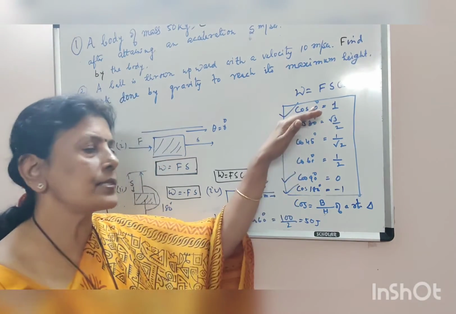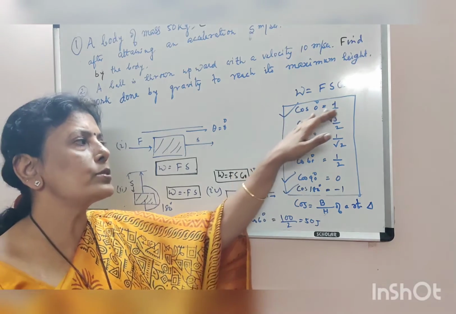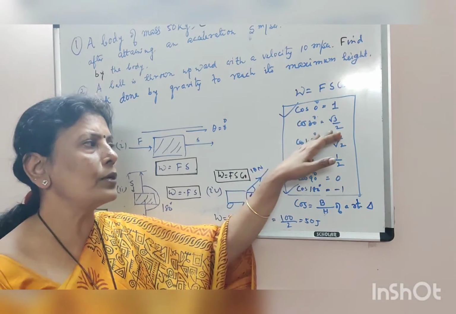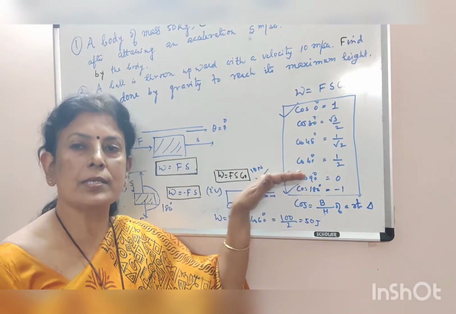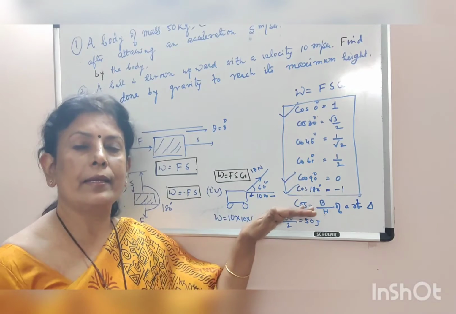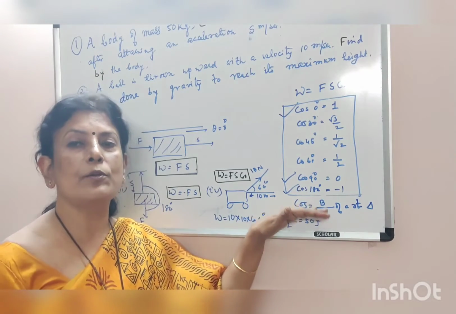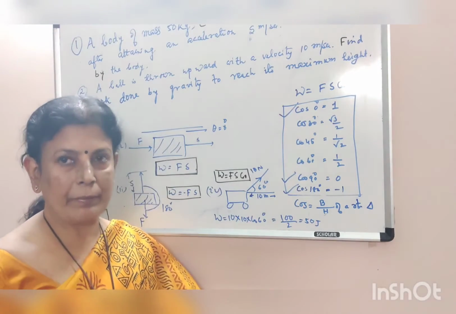Okay, just for the sake of the work done chapter, we have to remember cos 0 is equal to 1, cos 30 is equal to root 3 by 2, cos 45 is equal to 1 by root 2, cos 60 is equal to half, cos 90 is equal to 0, and cos 180 is equal to minus 1. Mainly these three we have to remember.